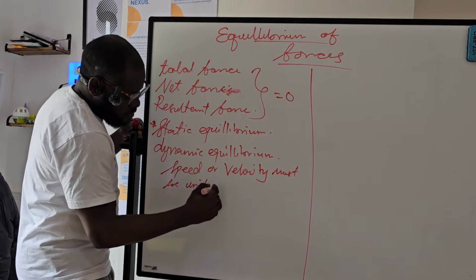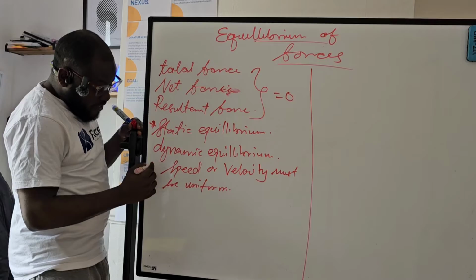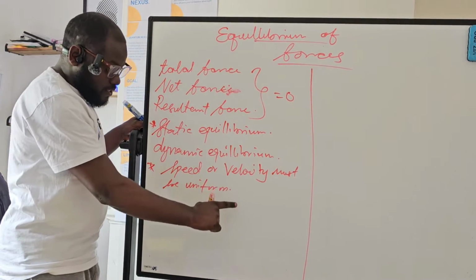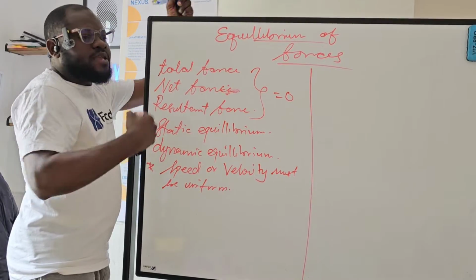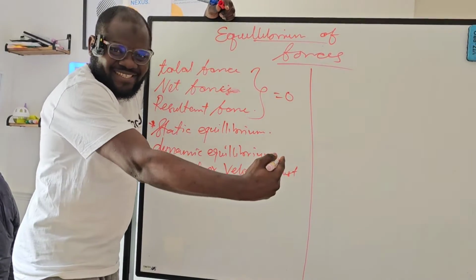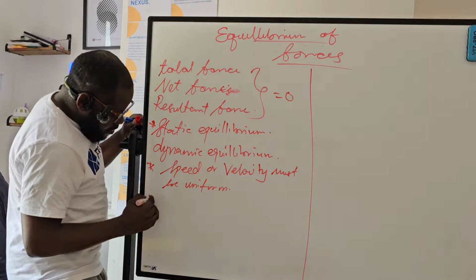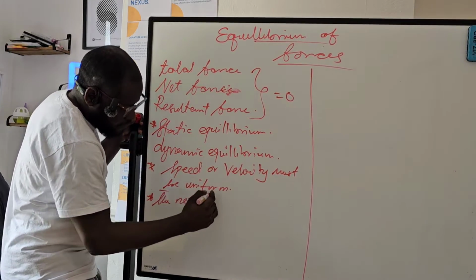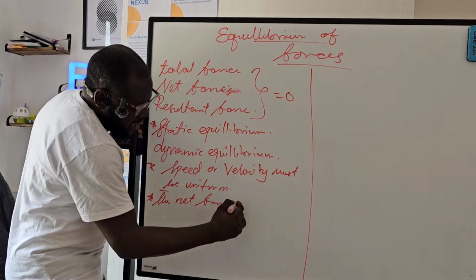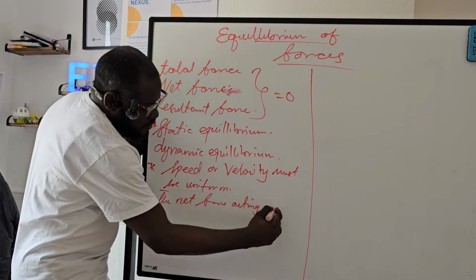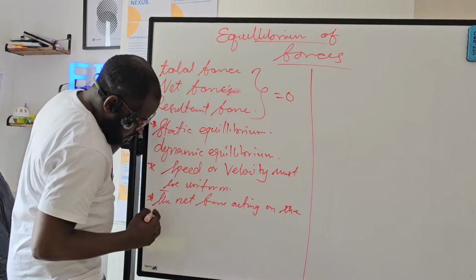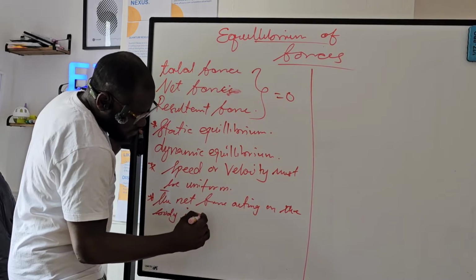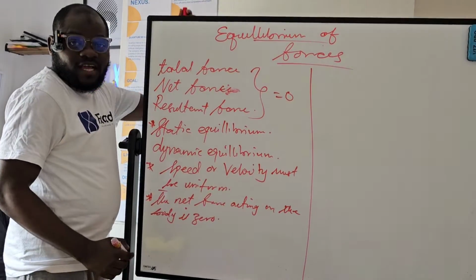Must be uniform. So that's the first condition. So if the speed or the velocity of the body is uniform, that is, it's not increasing, it's not decreasing, it's steady. Then the second condition is that the net force acting on the body is zero. Are you getting it now?